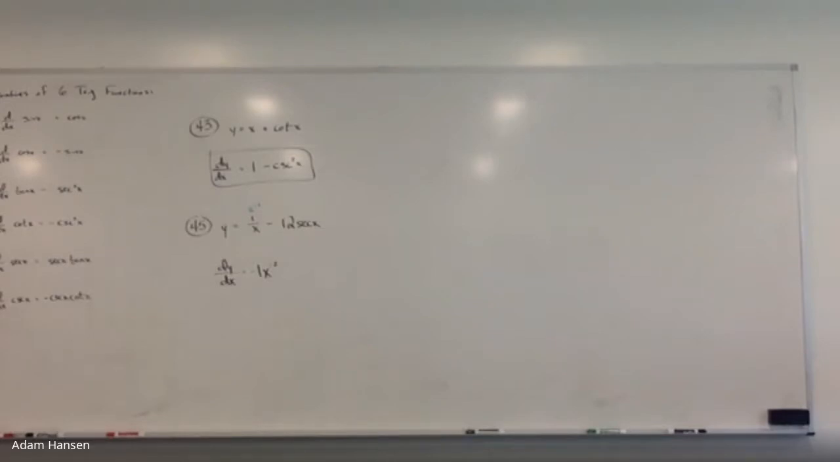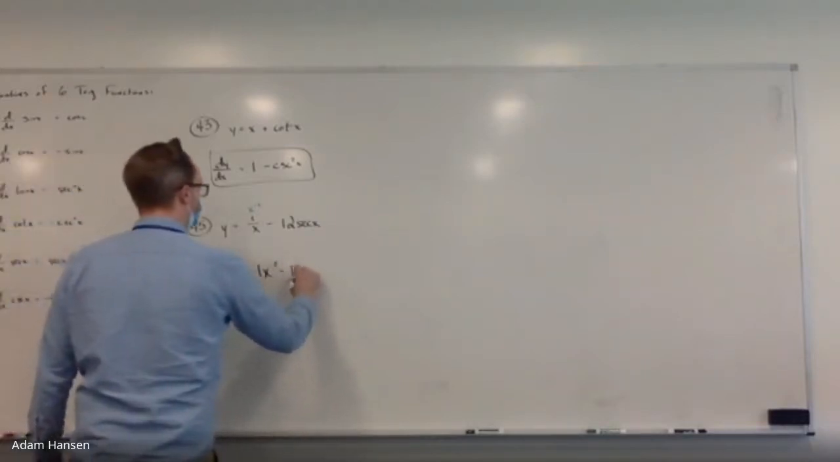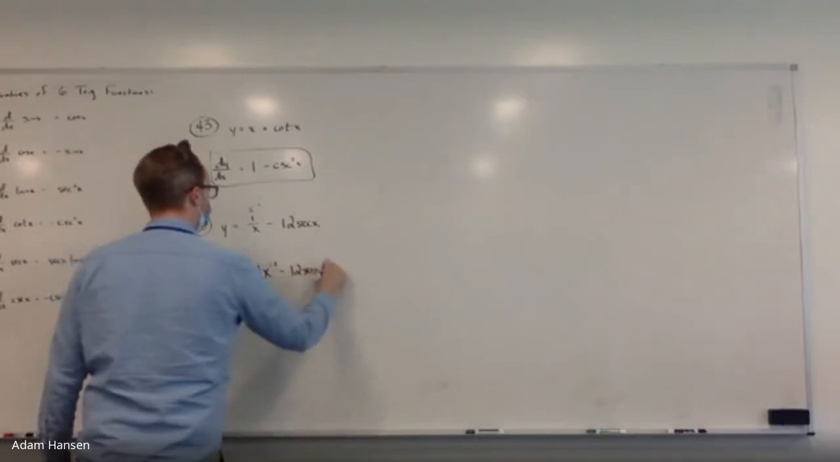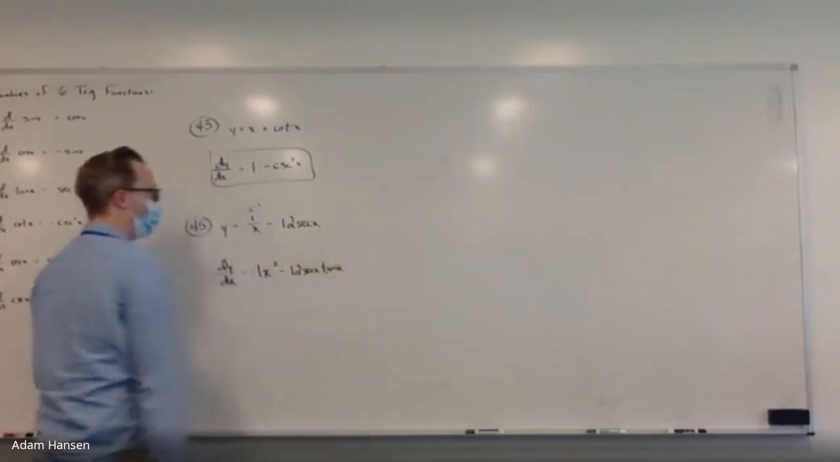What is the derivative of 12 secant x? The derivative of secant x would be secant x times tangent x. You just take that derivative times the other 12. So minus 12 times secant x and tangent x.